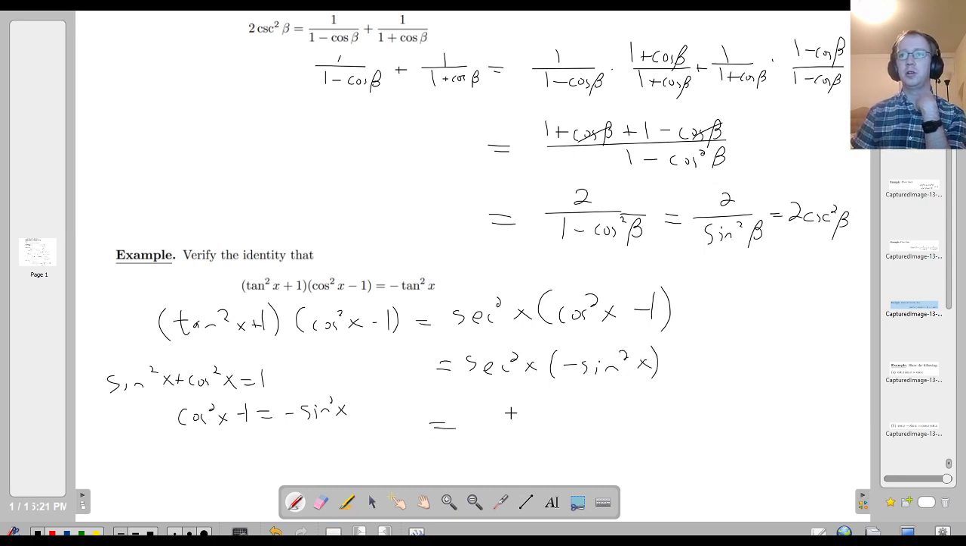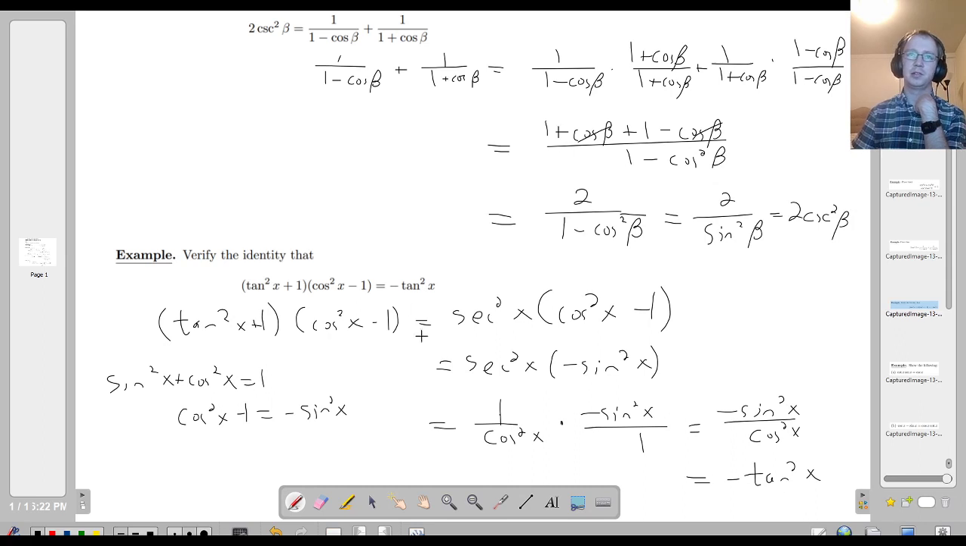Okay. So I'm making some progress. I don't really know what I can do with sine and secant. Let's just go ahead and rewrite everything in terms of sines and cosines. Maybe that'll help. Well, at this point, I've got sine over cosine. So that's negative sine squared x over cosine squared x, which I could just write as negative tangent squared x. And that's exactly what I was hoping to get.